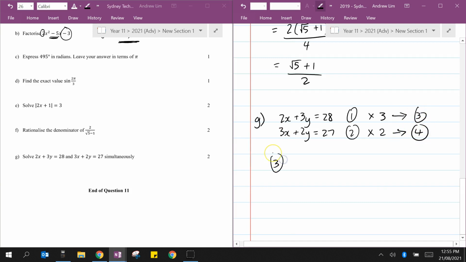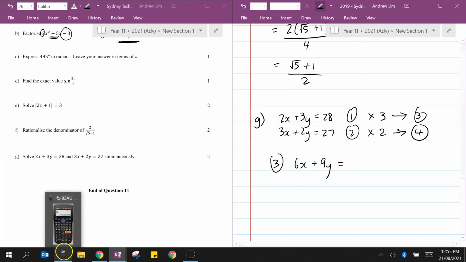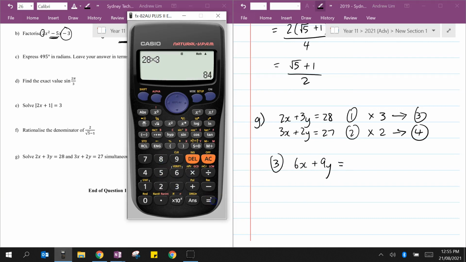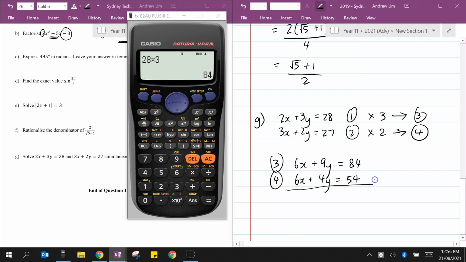So statement 3 will be 6x plus 9y is equal to 28 times 3, 84. Statement 4 will be 6x plus 4y is equal to 27 times 2, that's 54. I can now subtract, so 9y minus 4y is 5y, 84 minus 54 is 30, so y has to equal 6. Not done yet, still need to work out what x is equal to.